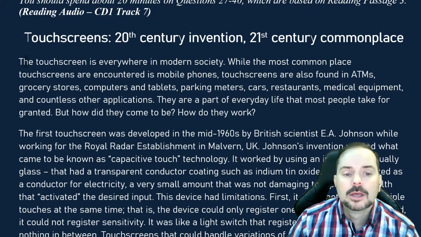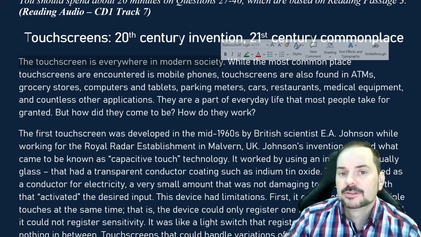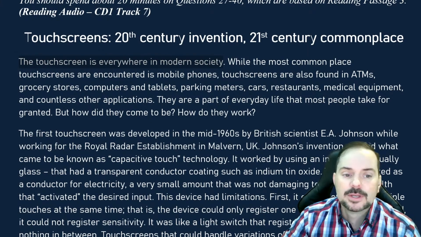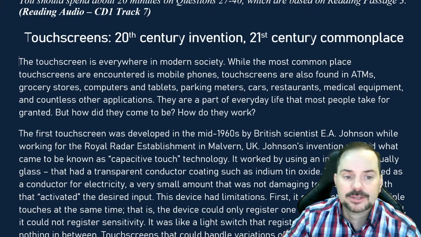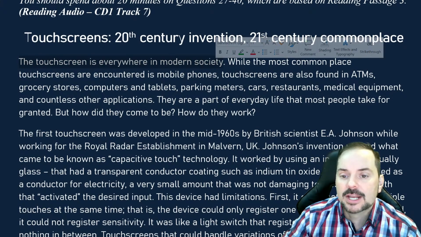Okay. The touchscreen is everywhere in modern society. That's the hook. If you watched the last class on writing task 2, that's your hook. Okay. So sorry, one more time. I just got excited. The touchscreen is everywhere in modern society.